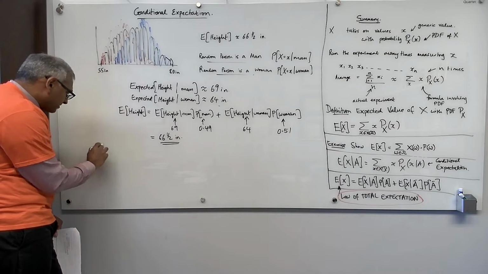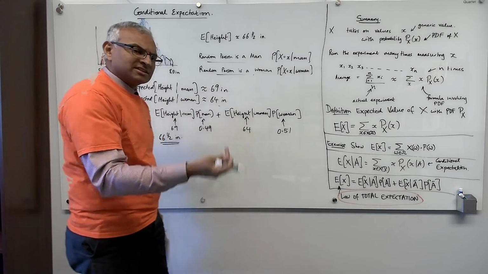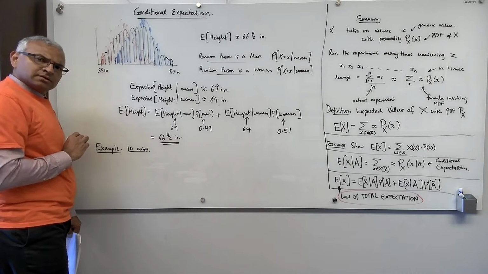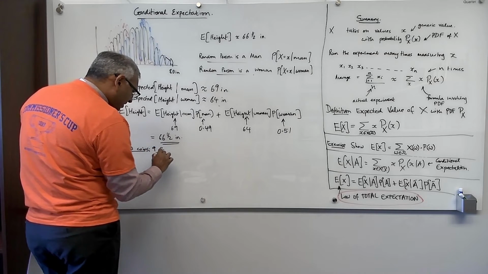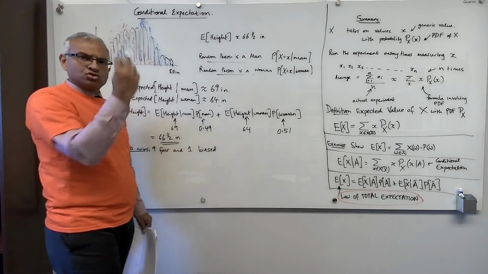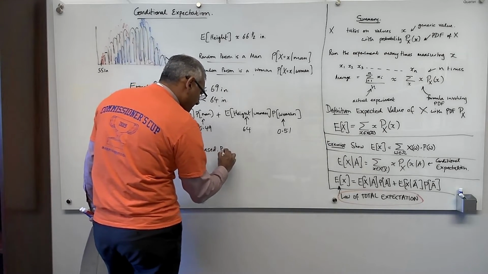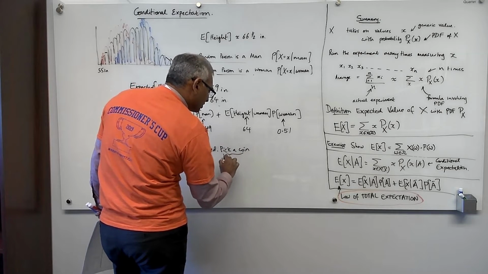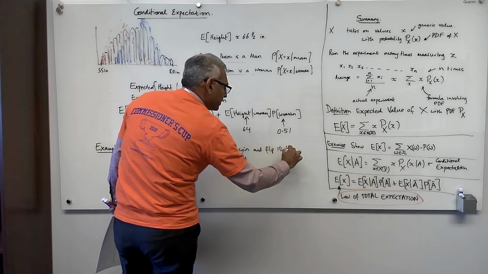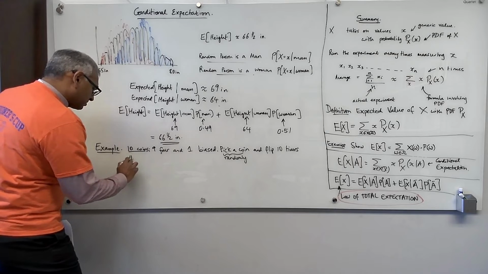Let's do another example. A box, an opaque box, contains 10 coins. 9 of them are fair, and 1 is biased. It has 2 heads. So you pick a coin randomly, and flip it 10 times. And we're interested in the number of heads. The number of heads is X.